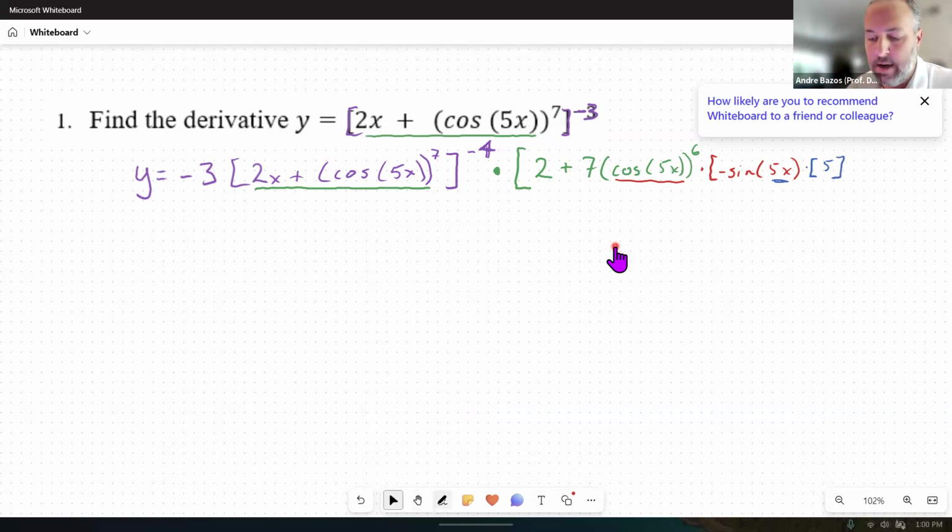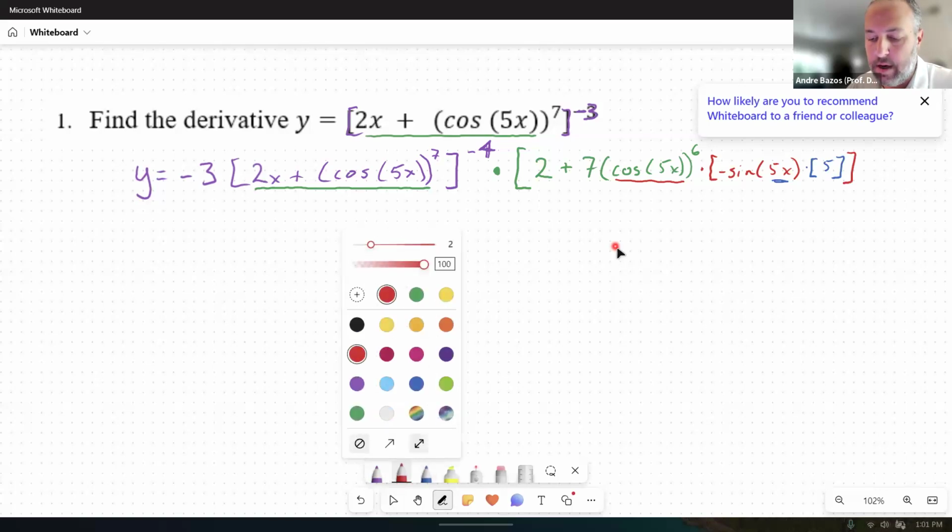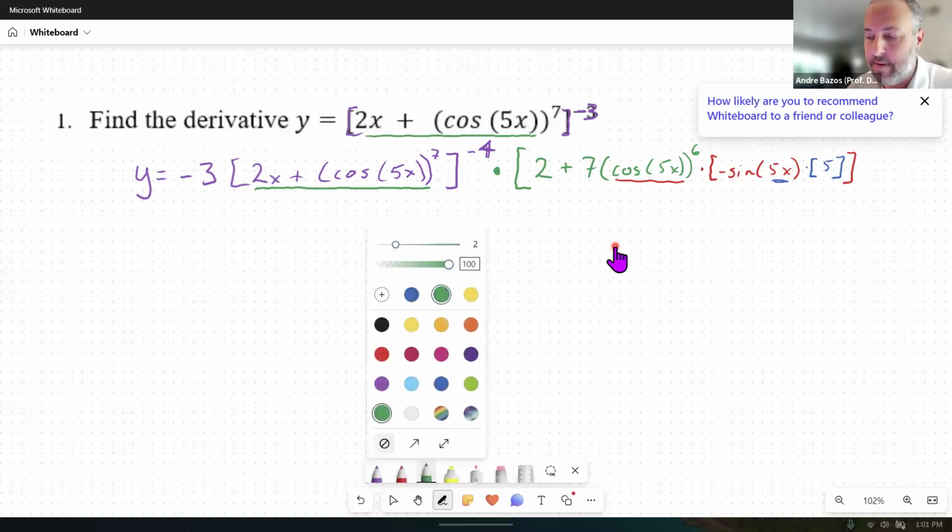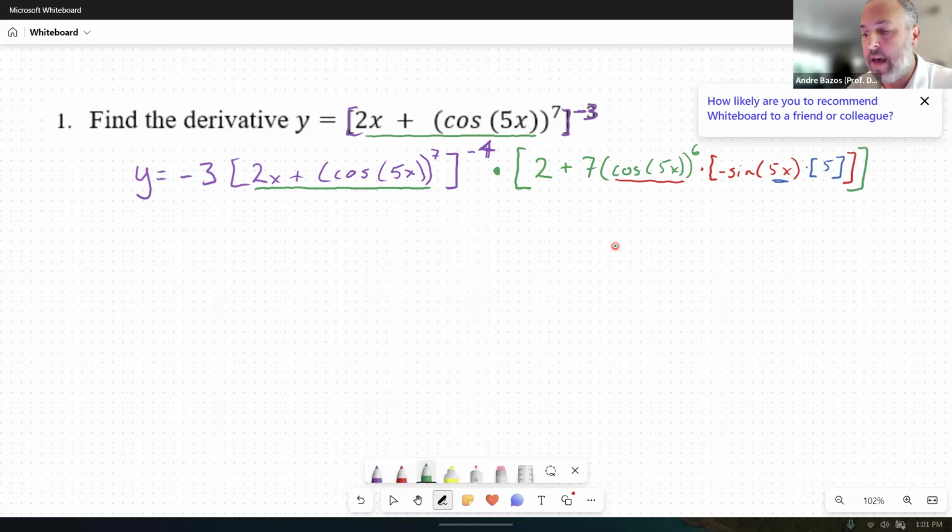Which means I am done with the red part's derivative, which means I am done with the green part's derivative. And that is my derivative altogether. Yes, I can kind of simplify some things. Maybe I can bring this 5 out to front, the negative out to front here, and multiply by that, making that negative 35. That's not a big deal, right? I have this negative 3 out there too.